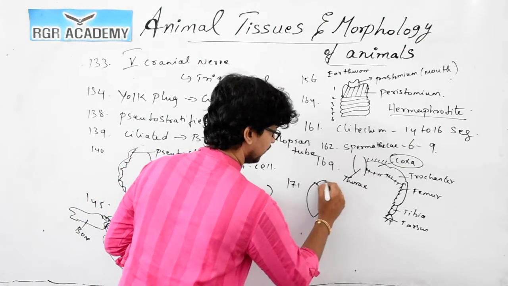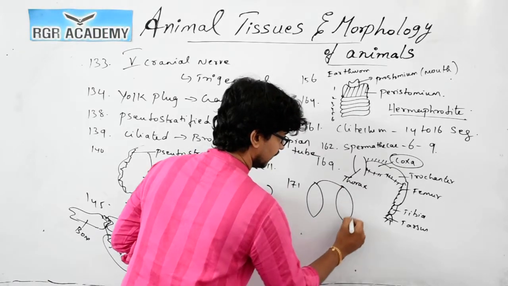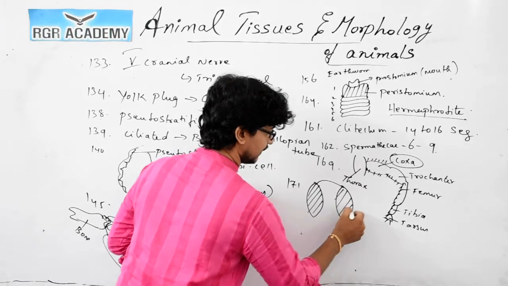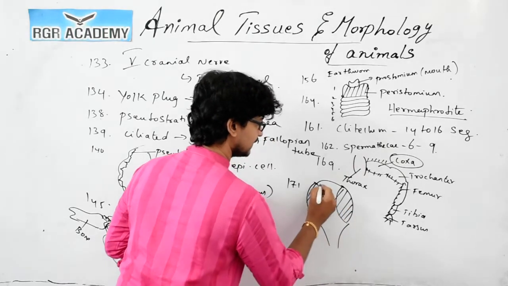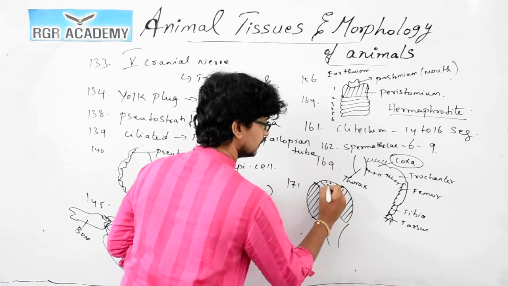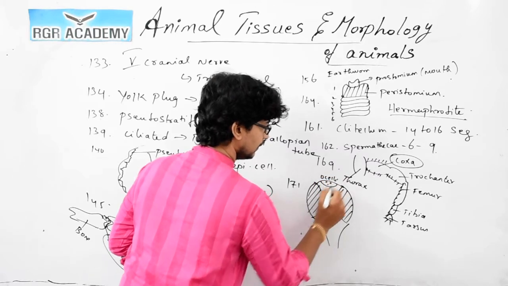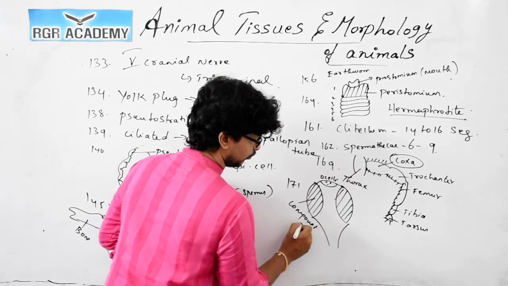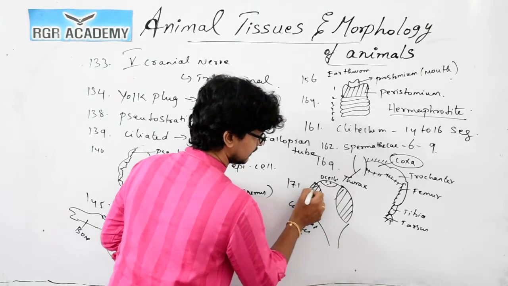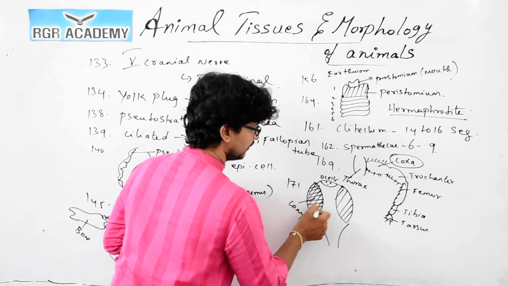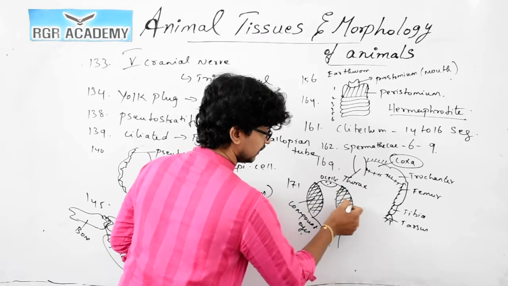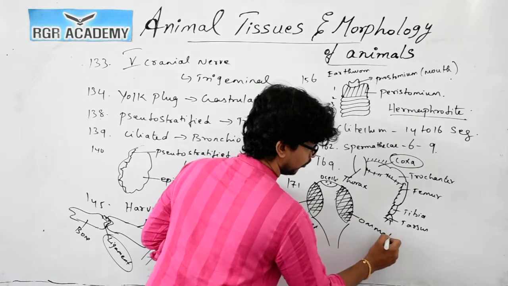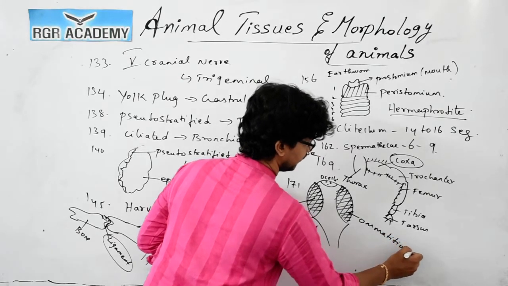If you see the head part of the insects, the compound eyes are present. This compound eye is a characteristic feature of insects. This is ocelli, and this is your compound eye. It is not a simple eye; the compound eye has small divisions over here, and these divisions we call ommatidia, or ommatidium.